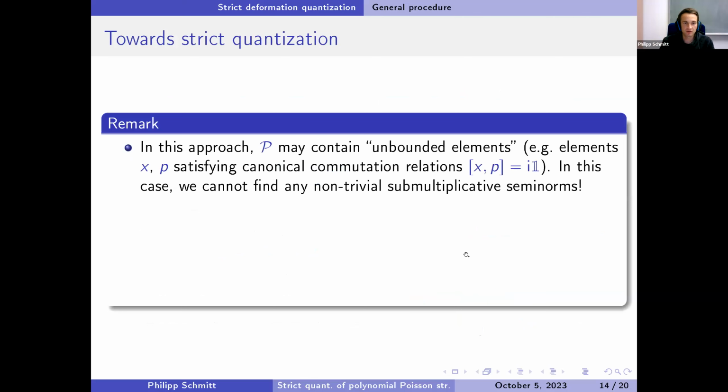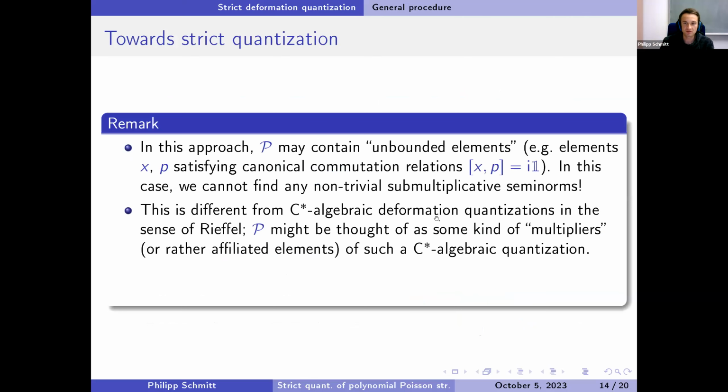In particular, if you know about C-star algebraic quantization, for example, in the sense of Rieffel, then this is a very, very different approach. In that case, you really get a C-star algebra, and you should think of this algebra P rather as some kind of multipliers or elements that are affiliated to the C-star algebra, but that cannot be inside because, as I said, these elements of P are typically unbounded. So this is really a different approach.